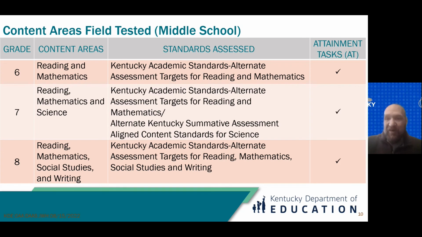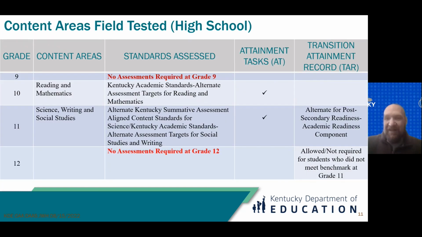Slide 11 reflects the required content areas being assessed at middle school. And finally, slide 12 looks at the high school content areas to be assessed. If you will note in red, grade 9 and grade 12 no longer have attainment task administered at those grades. Nothing is assessed at grade 9, and only the TAR is available to those who choose to take it in grade 12.